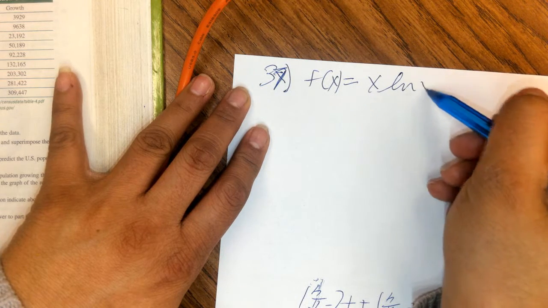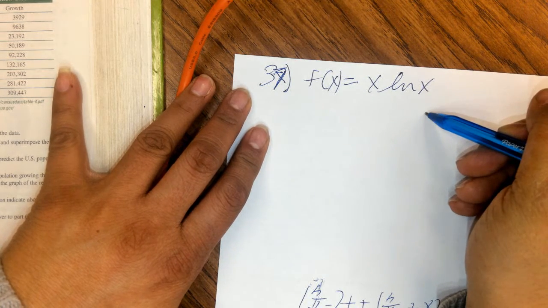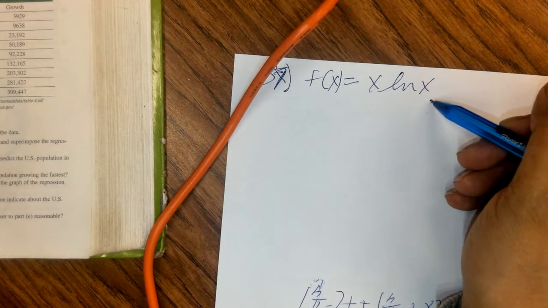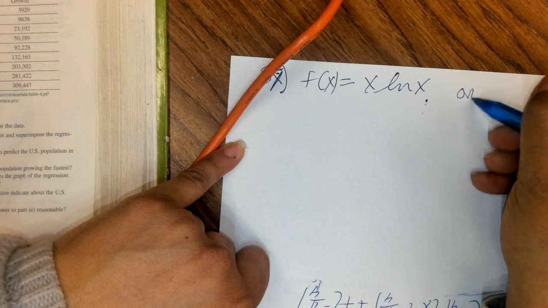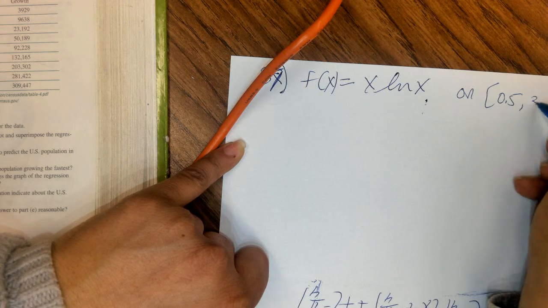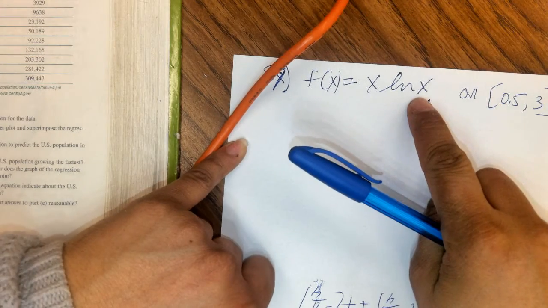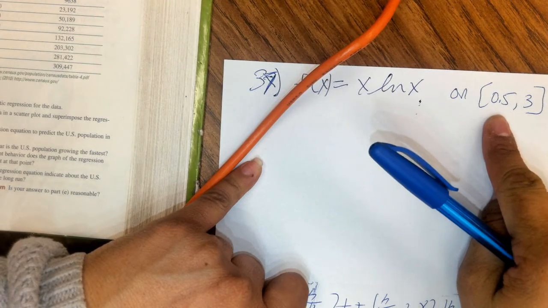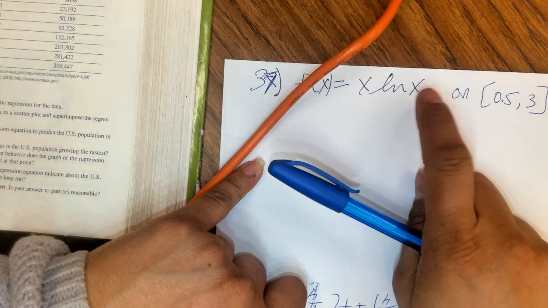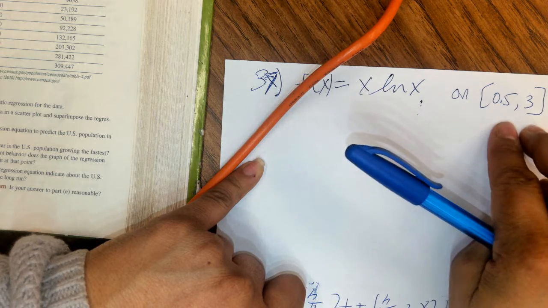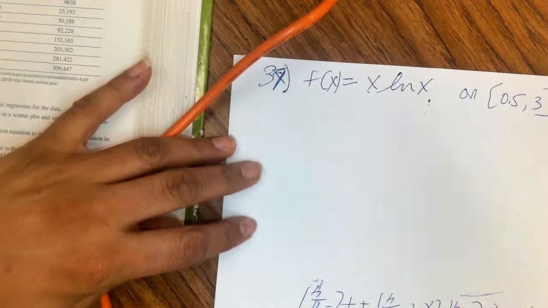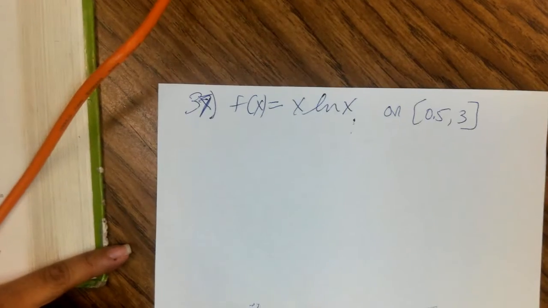x times ln of x. And they wanted to make sure in part A that this f satisfies the hypothesis of the mean value theorem on this interval, 0.5 to 3. You cannot take the natural log of 0, but 0 is not in here. You can't take the natural log of a negative, and that's not in here either. So this function is continuous on this interval.